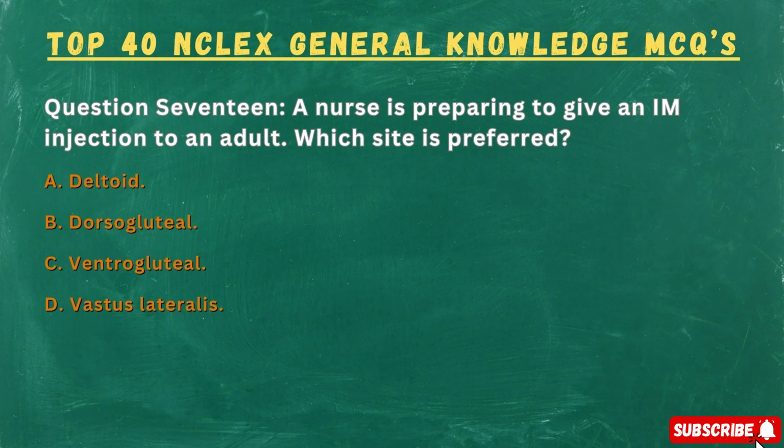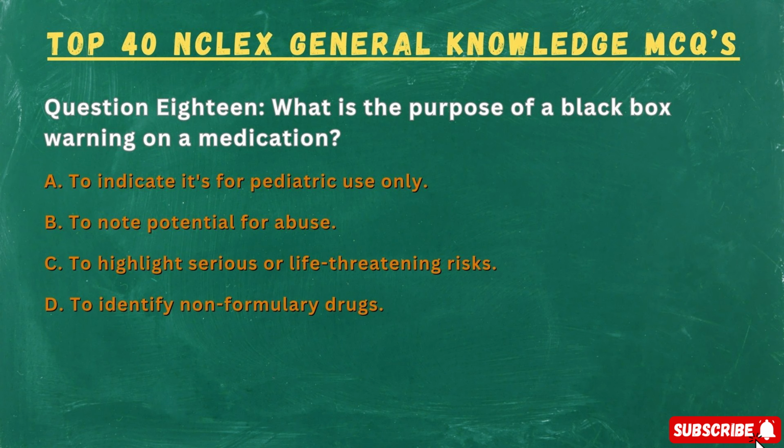Question 17. A nurse is preparing to give an IM injection to an adult. Which site is preferred? A. Deltoid. B. Dorsogluteal. C. Ventrogluteal. D. Vastus lateralis. Answer: C. Ventrogluteal.